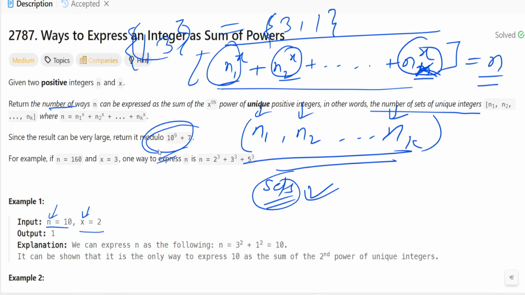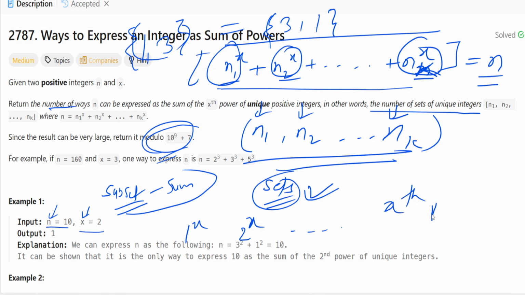You should think of it like a subset sum problem, if you remember. The values are nothing but 1 to the power x, 2 to the power x, 3 to the power x, and so on, going up to some large value whose base raised to the power x is less than or equal to n. So this is a kind of subset sum problem.